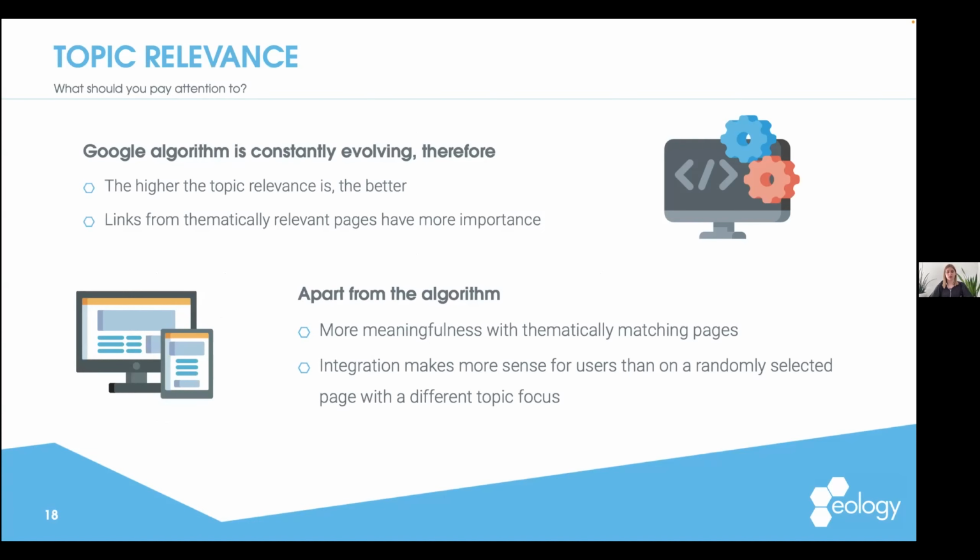Also, when we do quality checking for websites, the topic relevance is very important. You only want to publish your link on a topic relevant page, because the Google algorithm is constantly evolving, and therefore the higher the topic relevance is, the better for your website. Links from thematically relevant pages have more importance than from thematically irrelevant pages. And apart from the algorithm, more meaningfulness is created with thematically matching pages, and the integration makes more sense for users than when you just publish it on a randomly selected page with a different topic focus.